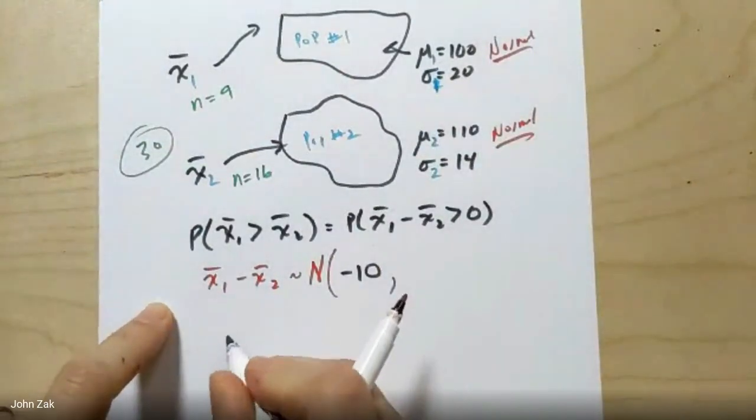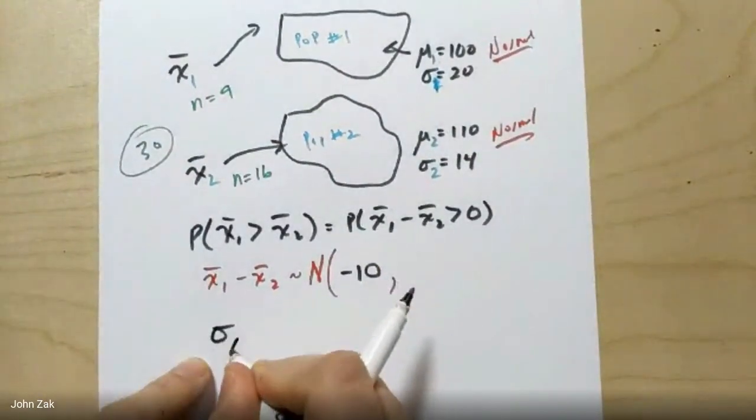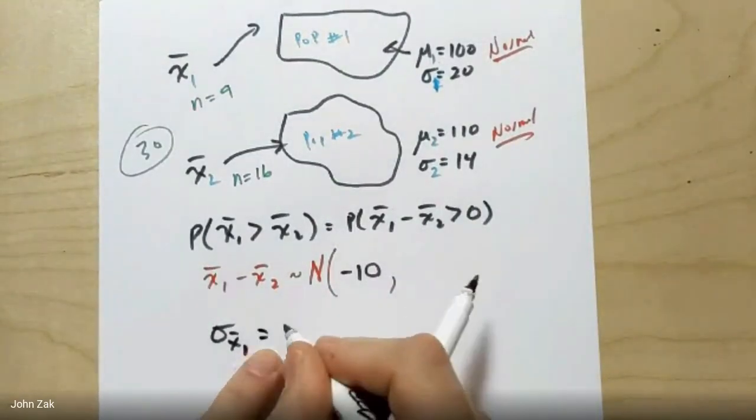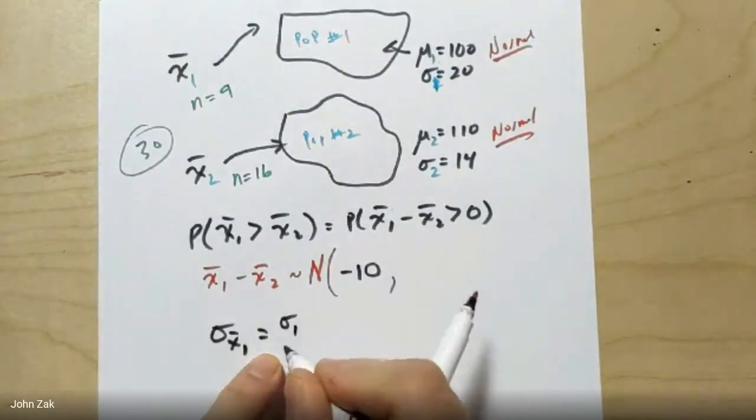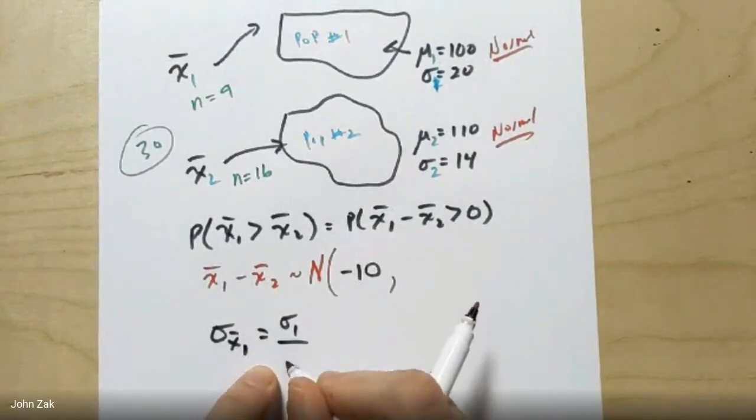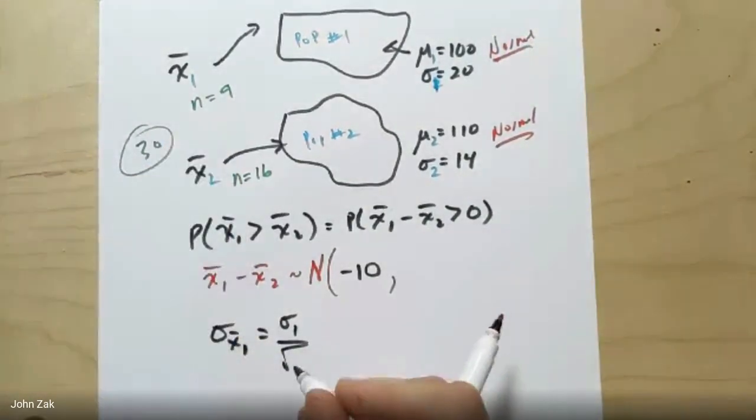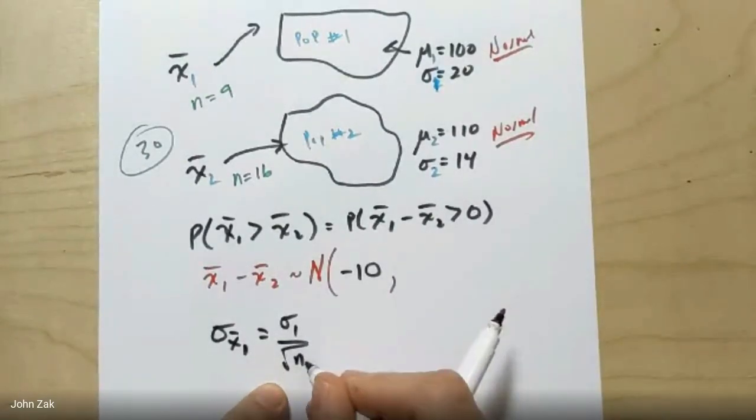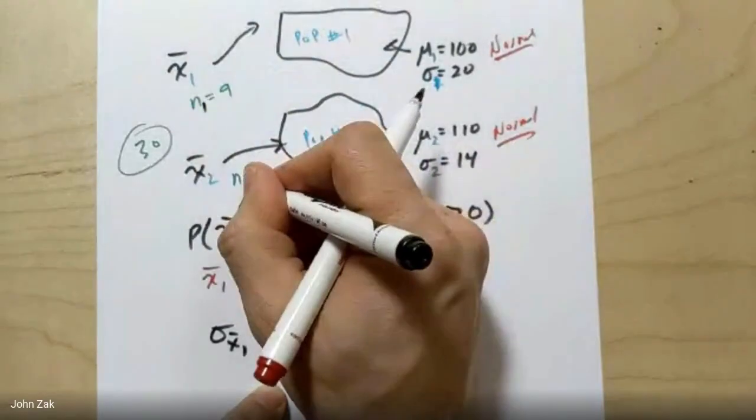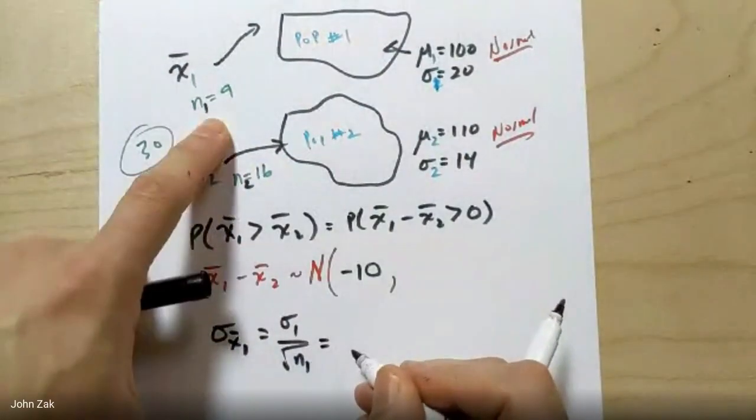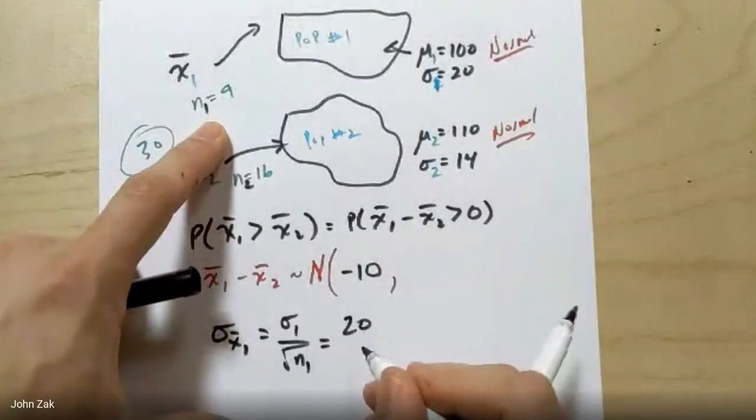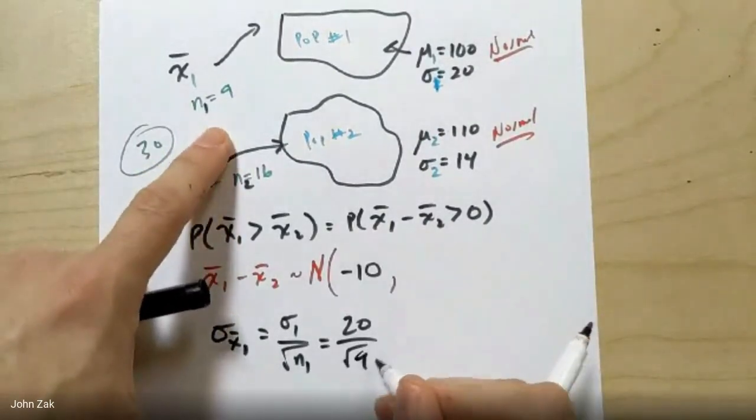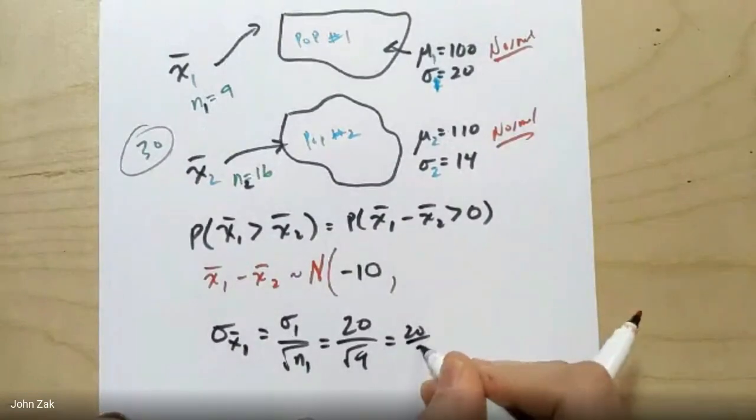So if you recall, what should be the standard deviation of sample mean 1? Well, the standard deviation of sample mean 1 should be the population standard deviation from population 1 divided by the square root of the proper sample size, which in this case is whatever n1 is, right? So this is n1, this is n2. And so this is just going to end up being 20 divided by the square root of 9, right? So that'd be like 20/3, right?